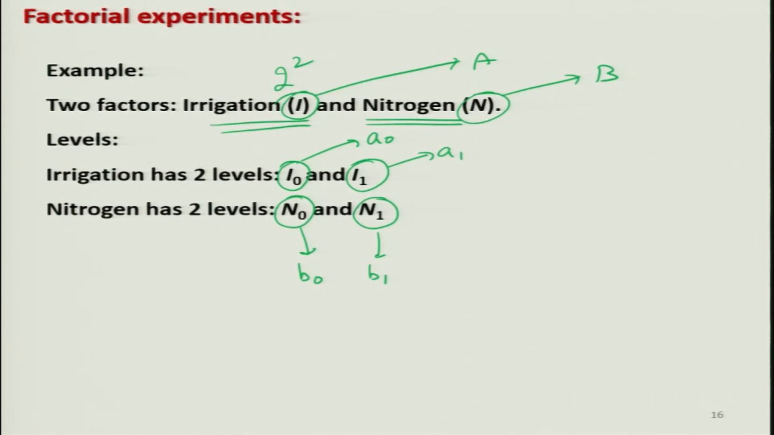Well, you can ask me why I have not indicated the 2 levels of irrigation by here I1, but the problem is this: with the type of font that I have used, it will look like this. That is why I have taken it to be a capital letter, so that you can see it clearly. That is the only reason.